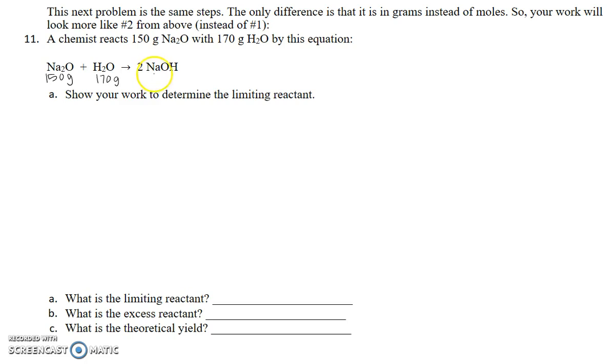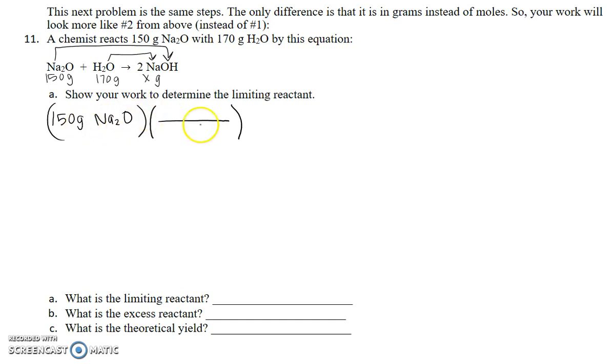We're looking to figure out the limiting reactant, which means I need to know how many grams of product I can create if I use all of my Na2O and if I use all of my H2O. If we start with 150 grams of Na2O, I want to turn it into grams of NaOH. Anytime I do a grams to grams, I need to make sure all of my units cancel out. In my first bracket, I want grams of Na2O to cancel out, so I need to put it on the bottom here.